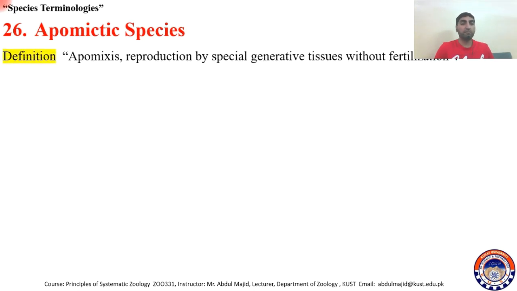So this is the Agamo-Species. Then there are Apomictic species. So what are Apomictic species? First we have to understand apomixis. Apomixis is reproduction by specialized generative tissue without fertilization.